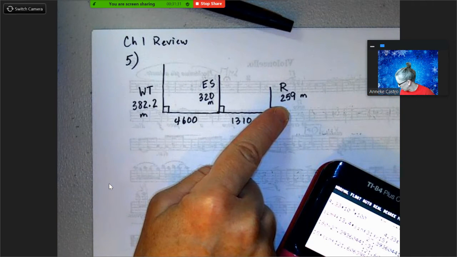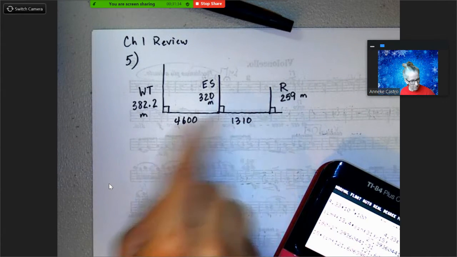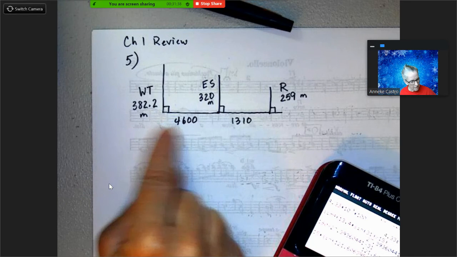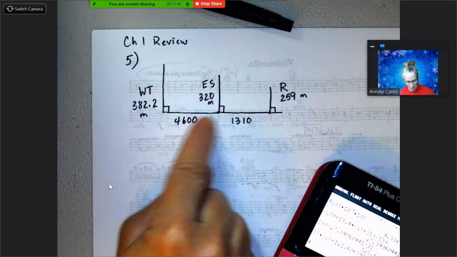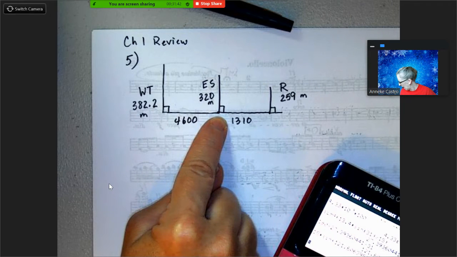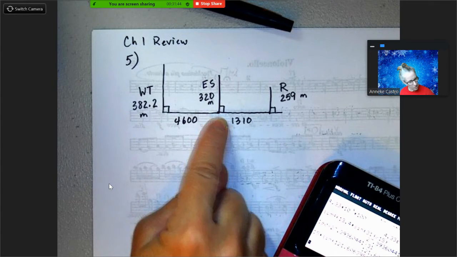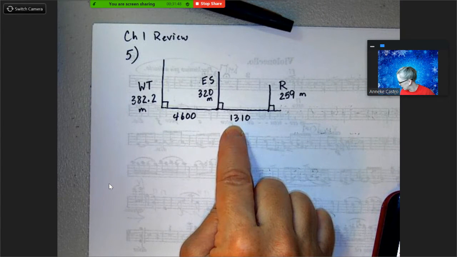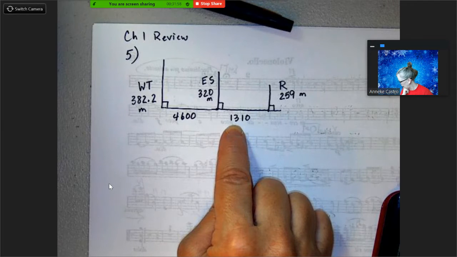And then the horizontal direct distance, so not taking the streets, but just as the crow flies, is 4,600 meters from the World Trade Center to the Empire State Building. And then from Rockefeller Center to the Empire State Building, it's 1,310 meters. Okay, so we are asked to find the angle of elevation from the observation decks of the Rockefeller Center to the Empire State.